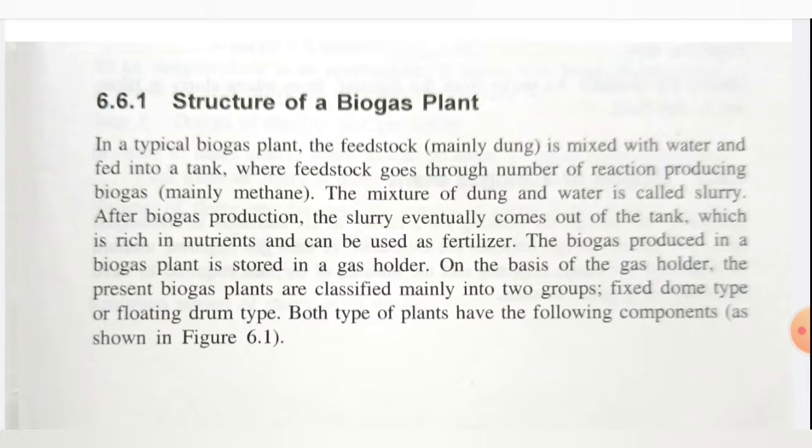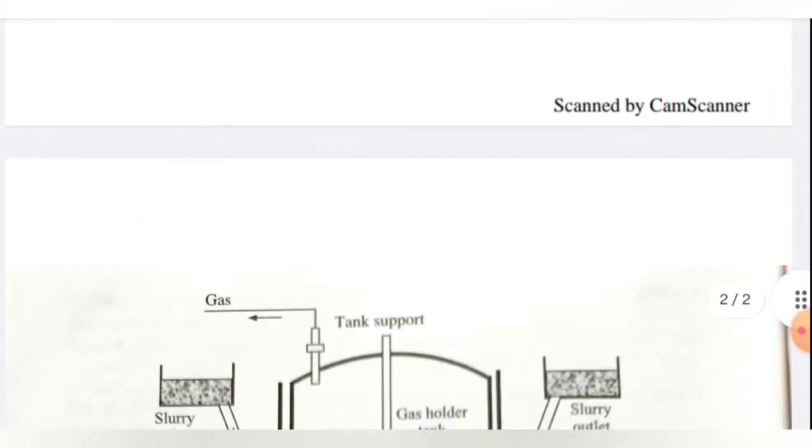The biogas produced in the biogas plant is stored in a gas holder. On the basis of the gas holder, the present biogas plants are classified mainly into two groups. That means biogas plants are of two types: fixed drum type or floating drum type. Both types of plant have the following components as shown in figure 6.1. So let's see the different components of the biogas plants.